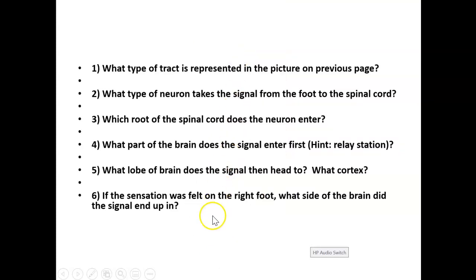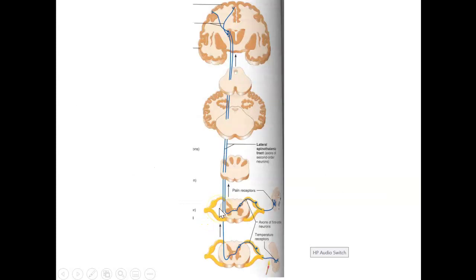The last question, if the sensation was felt on the right foot, what side of the brain did the signal end up in? And again, that crossing over, it starts on your right foot and then would end up on the left side of the brain and vice versa.